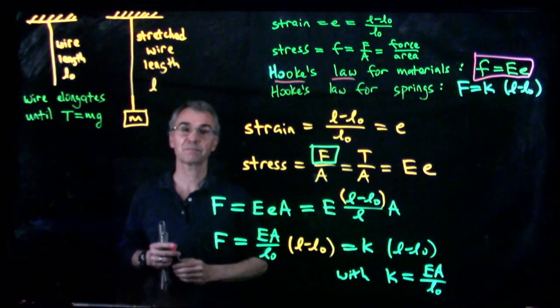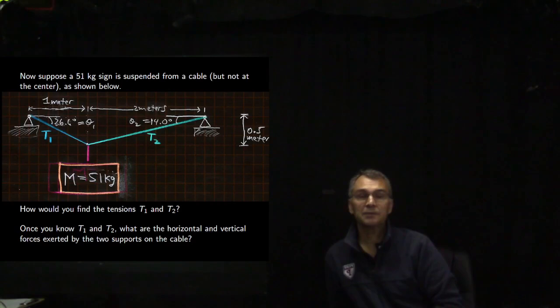Okay, end of digression. Now here is a similar problem without the mirror symmetry. Now suppose a 51 kilogram sign is suspended from a cable, but not at the center, as shown below. How would you find the tensions T1 and T2? Once you know T1 and T2, what are the horizontal and vertical forces exerted by the 2 supports on the cable? We are slowly segueing into the idea of a truss.